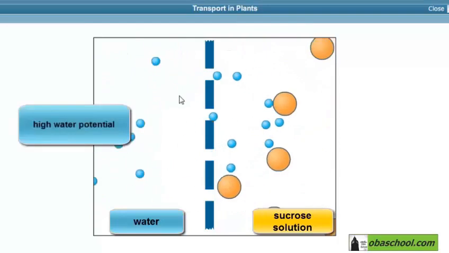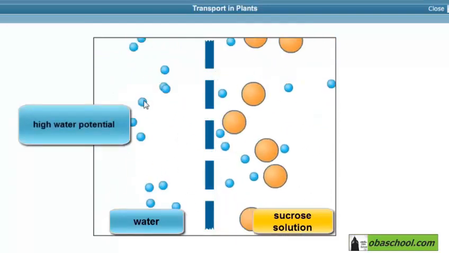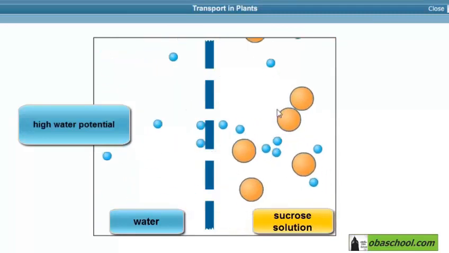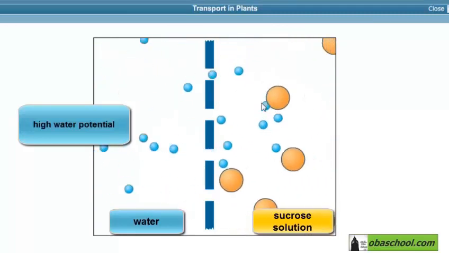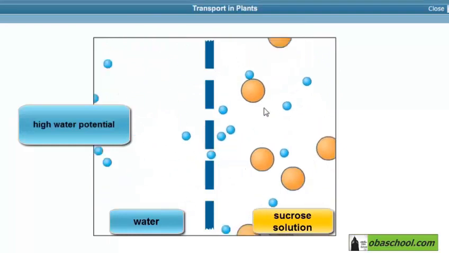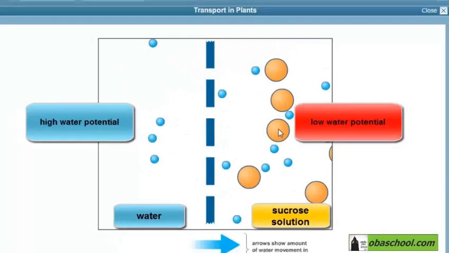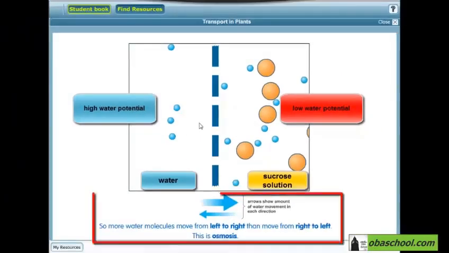We can see on the left-hand side, we have very fast movement of water. We have high water potential, while on the right-hand side, the movement of water is slow and restricted because we have the sucrose that is attracting the water molecules to it. So we have low water potential. So we have more water molecules moving from left to right than from right to left. This is osmosis.